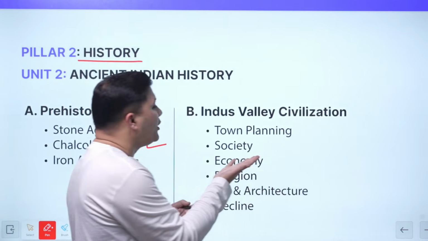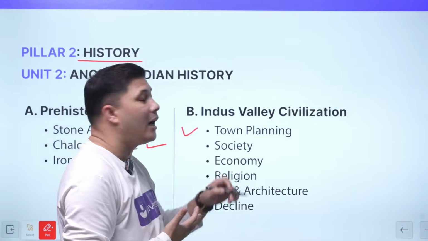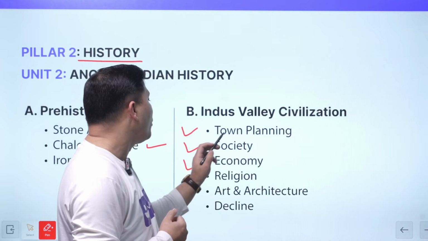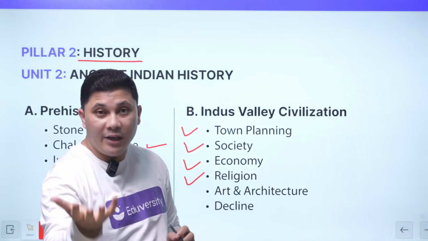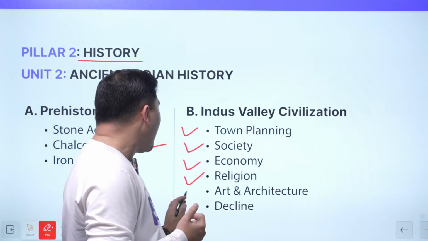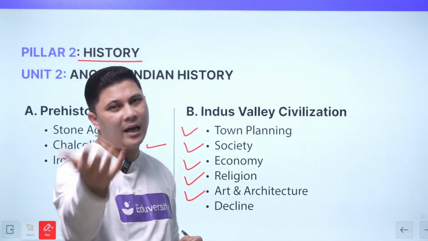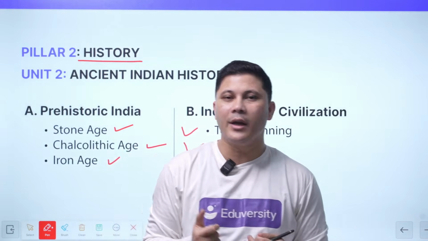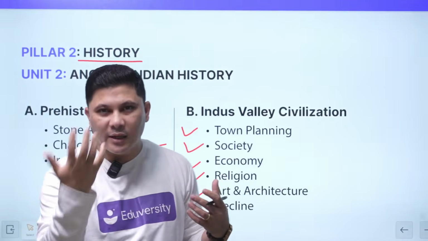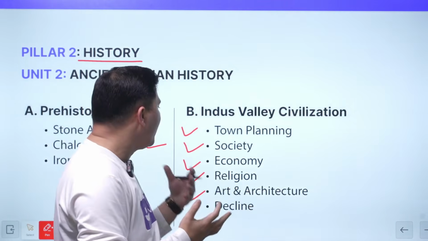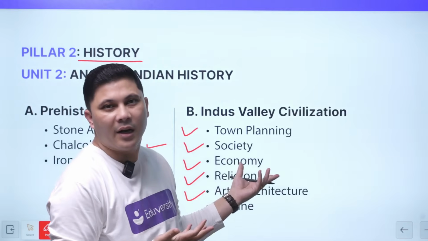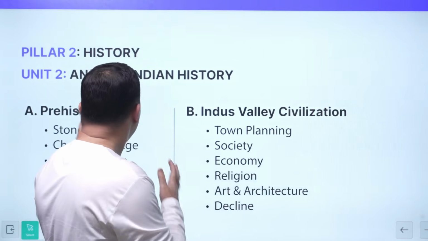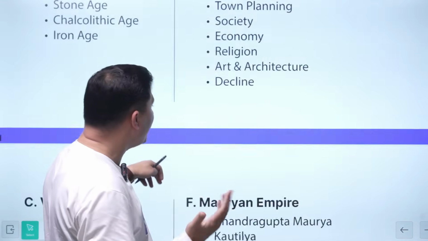then the Indus Valley civilization. How was the town planning of the Indus Valley civilization? How was their society? How was their economy? How was their religion? You got the point, right? After that, the art and architecture of the Indus Valley civilization, and how it declined. The Indus Valley civilization started around 2700 BCE, right? After that, it declined around 1500 BCE, right? So we all have to study the prehistoric India and the Indus Valley civilization in the ancient Indian history.